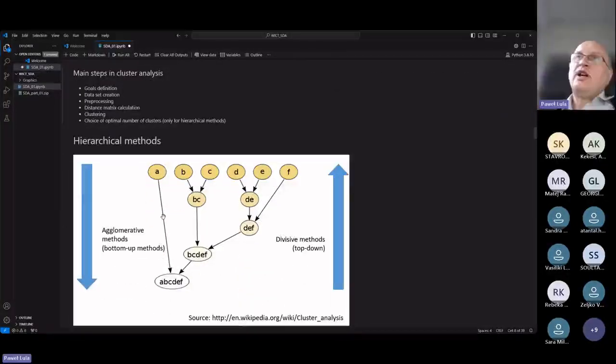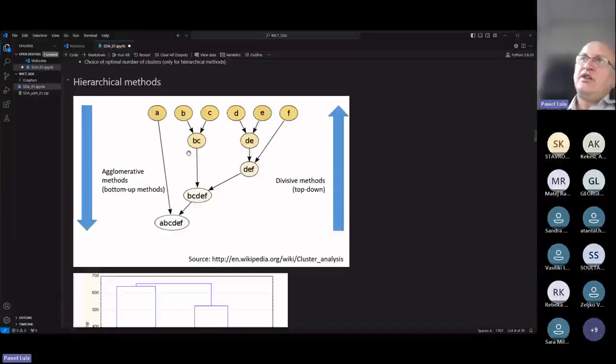First, I'm going to talk about hierarchical methods. They are, in my opinion, the most popular in cluster analysis, and they allow us to build a hierarchy. Therefore, they are called hierarchical methods. They produce a result in the form of a tree, a hierarchy. This tree represents the hierarchy of objects.